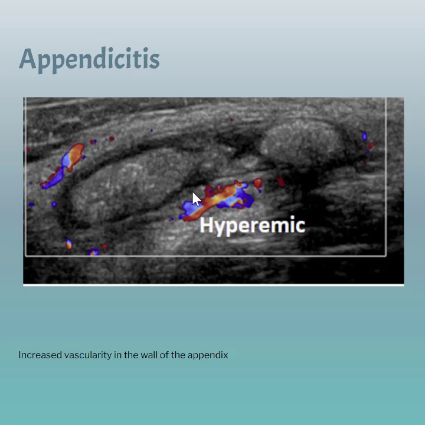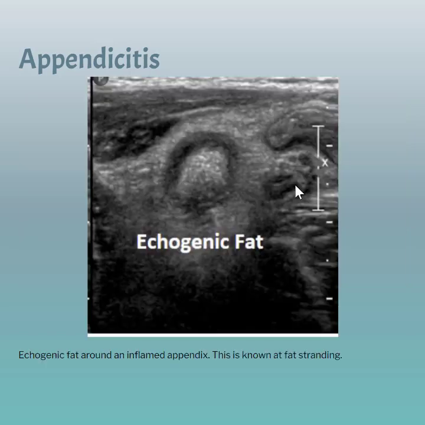We're going to put color on and evaluate what the area looks like with that color. When appendicitis is present, it is commonly going to show increased vascularity or hyperemia. The fat surrounding the appendix will be more echogenic. So here's our appendix. This is all fat surrounding it. This is very prominent echogenic fat.